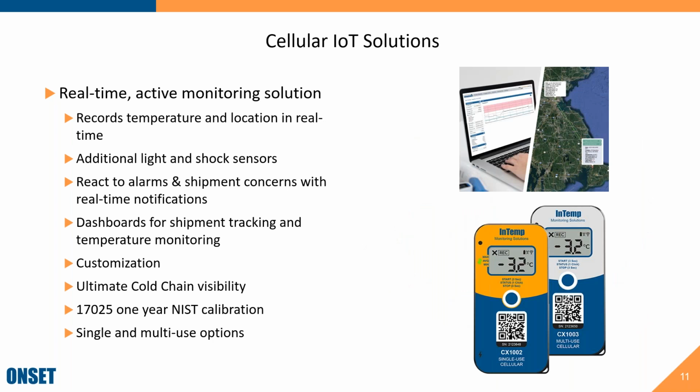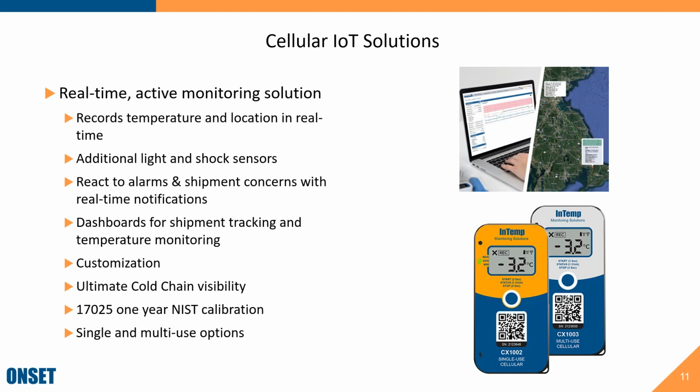Then we have our cellular loggers. This is a relatively new product for us, and it does provide real-time temperature and location data. So not only can you see the health of your shipment, you can see where your shipment is. Additionally, it has light and shock sensors. So light and shock is important for you to monitor, whether it's because your product is sensitive to those things or you're using them for security reasons. They are available and you'll get notifications if those sensors are triggered. This really gives you the ability to react to alarms and intervene when necessary.